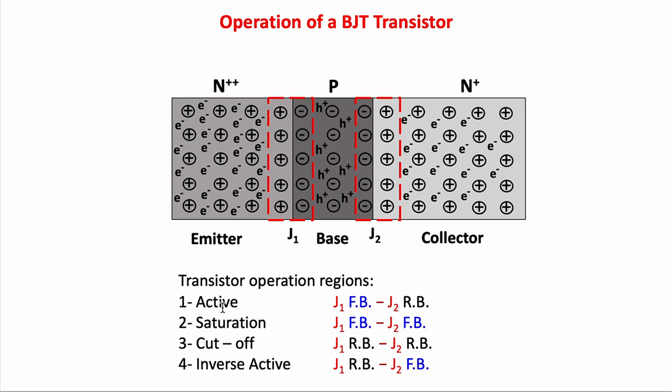Okay, so in order to operate the transistor in the active region, we have to forward bias junction 1 and reverse bias junction 2. I'm going to get into forward and reverse bias in a minute. For the saturation region, we have to forward bias junction 1 and forward bias junction 2. For the cutoff region, we have to reverse bias both of them. And for the inverse active, we reverse the biasing of the active region: junction 1 reverse biased and junction 2 forward biased.